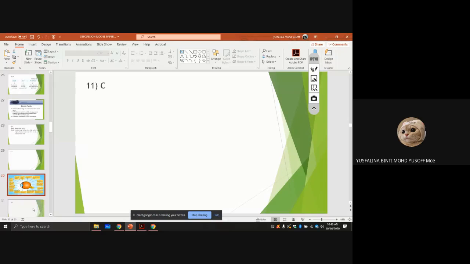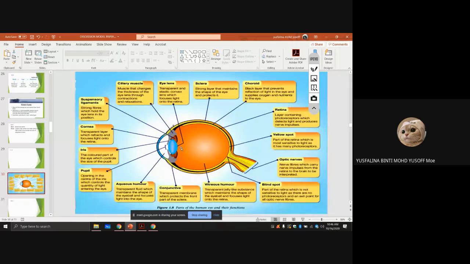Alright, so let's see the parts of the human eye and their functions. The human eye has 3 layers: the outer one, the black one, and the inner one. The outer layer is called the sclera, a strong layer that maintains the shape of the eye and protects it. The second one is the choroid, a black layer that prevents reflection of the light and supplies oxygen and nutrients.